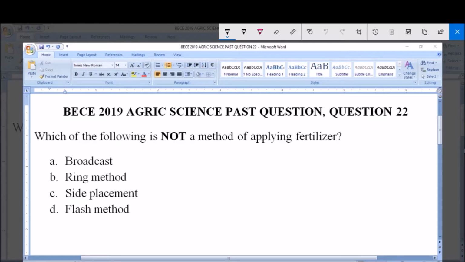Good day and welcome. Today we're going to be dealing with BECE 2019 AGRIC Science Past Question 22. Which of the following is not a method of applying fertilizer? A. Broadcast, B. Ring method, C. Side placement, and D. Flash method. So we are asked to pick an option which is not a method of fertilizer application.